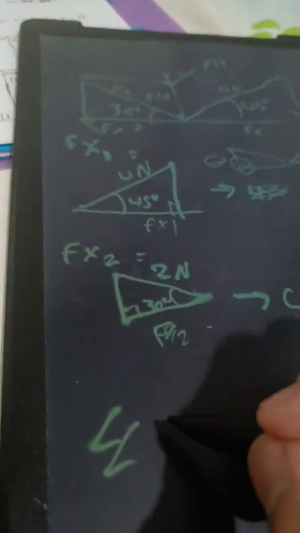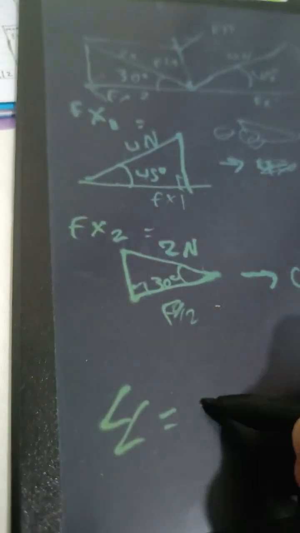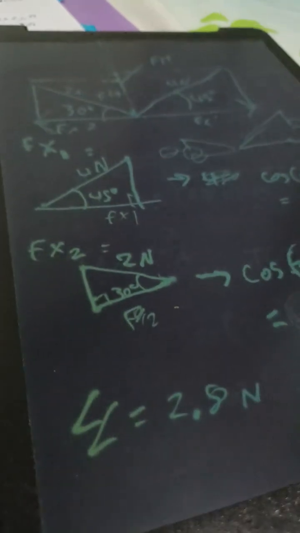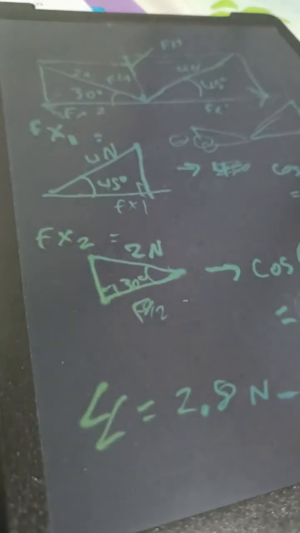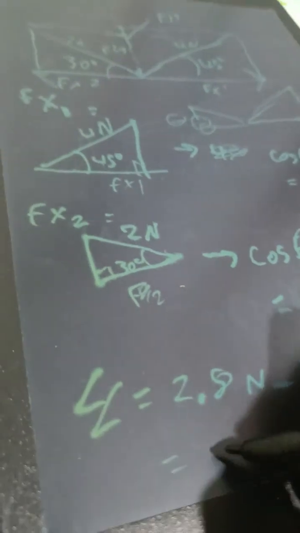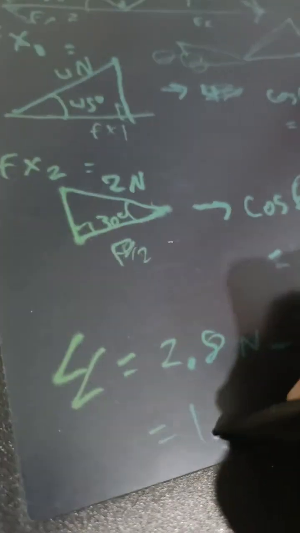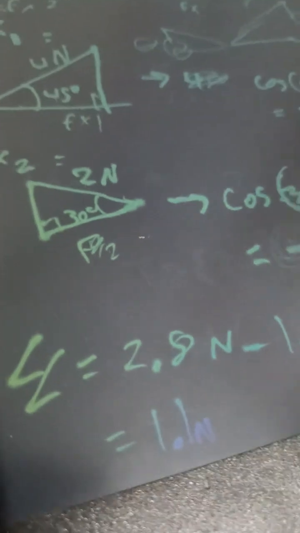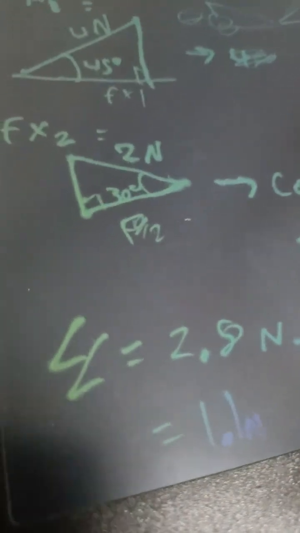Now let's count the sigma. This is sigma, the sum of all of it. Simply just put 2.8N minus 1.73N, and that is equals to, how much is that? 1.1N. Cool, we got 1.1N now. That's very nice.